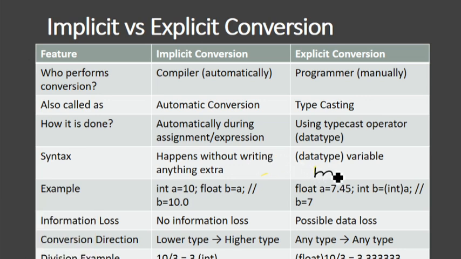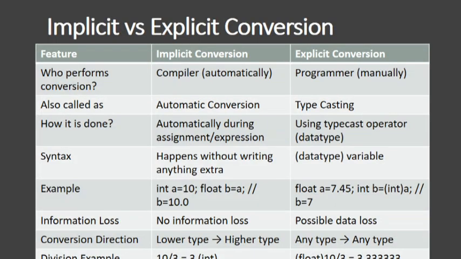So, int of a, as I just wrote here. If a is a float, it is being converted into an integer. This is the int typecast operator. Now, a equals 10, float b equals a, so the answer is 10.0. And for 7.45, I'll get only 7, so data is lost in the type conversion. The conversion direction can be lower type to higher type, higher to lower, or mixing. Division example: 10 by 3 is 3, and float 10 by 3 is 3.33.